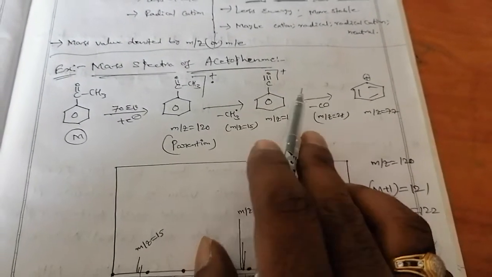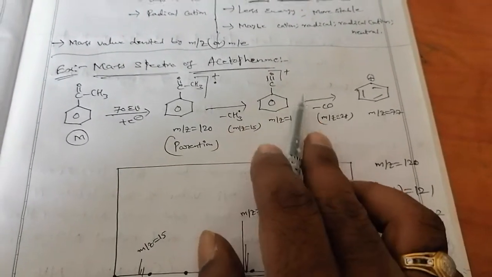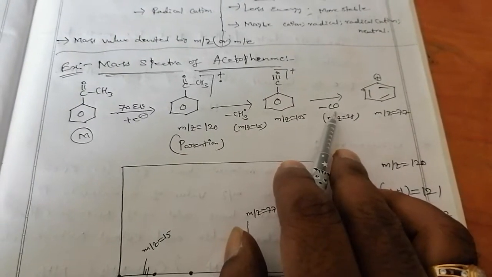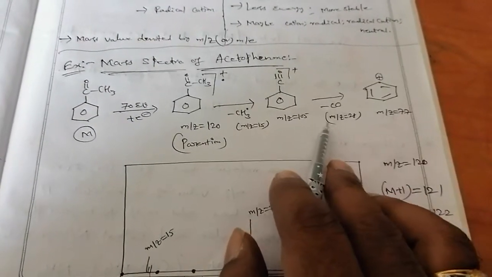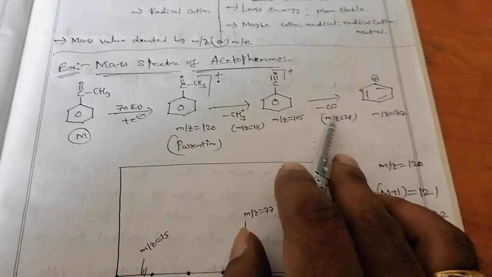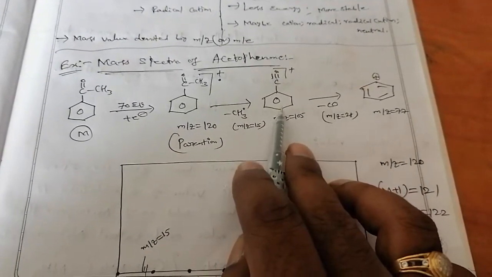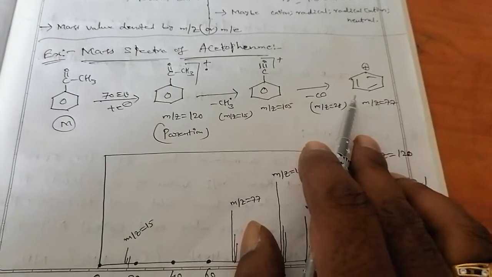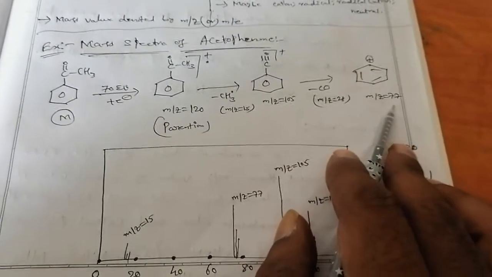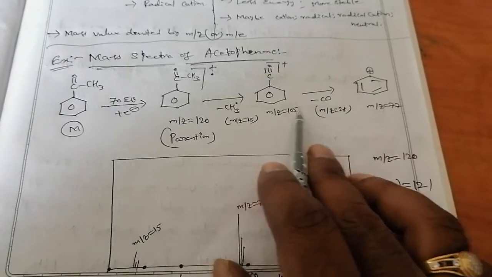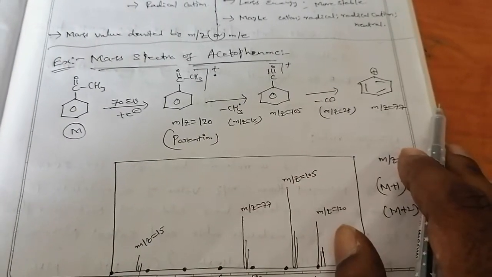Similarly, I am doing more fragmentation. Again here, removal of CO. CO is neutral, so carbon is 12, oxygen is 16. So the total m/z value is 28. So remove the 28 from 105. Again you will get one more fragment, that is the phenyl cation, with m/z equal to 77. This type of fragmentation happens continuously.